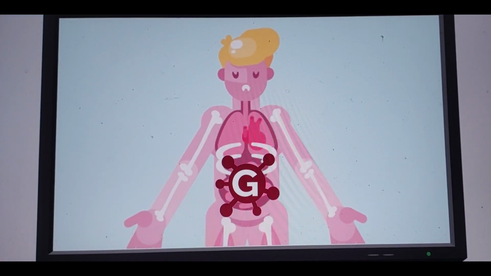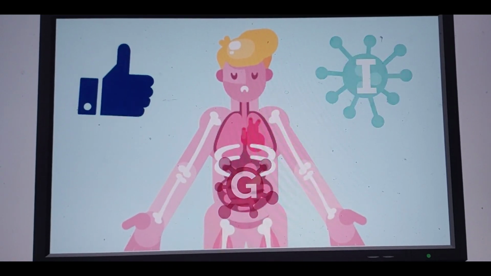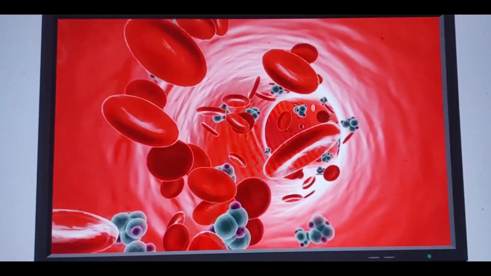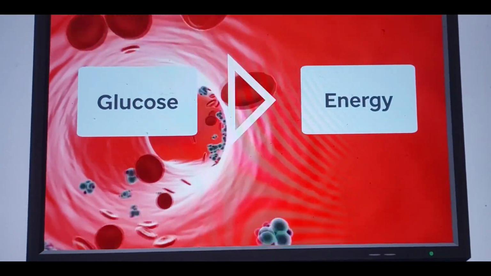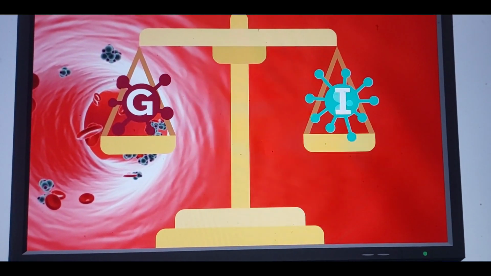Then, the pancreas produces a hormone called insulin depending on the amount of glucose in the blood. It is this insulin that commands the cell doors to open and let the glucose in. Once inside, the cells convert glucose into energy. A healthy body has a constant balance between glucose and insulin levels.